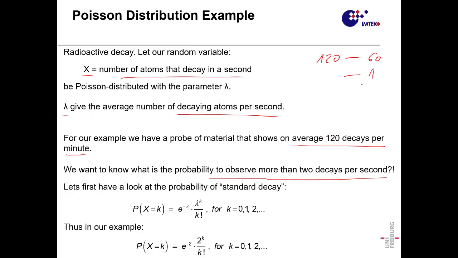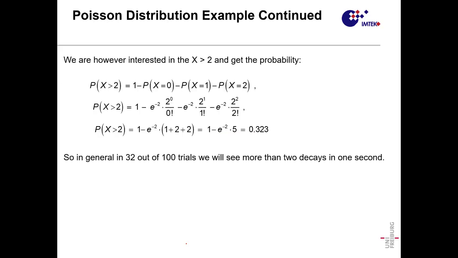So our lambda is given, which is our average. Our lambda is given in this case because we are talking about 2 decays per second. So we are looking at lambda equal to 2, right? Lambda to the k, 2 to the k over k factorial, right? So now we can plug in the example.